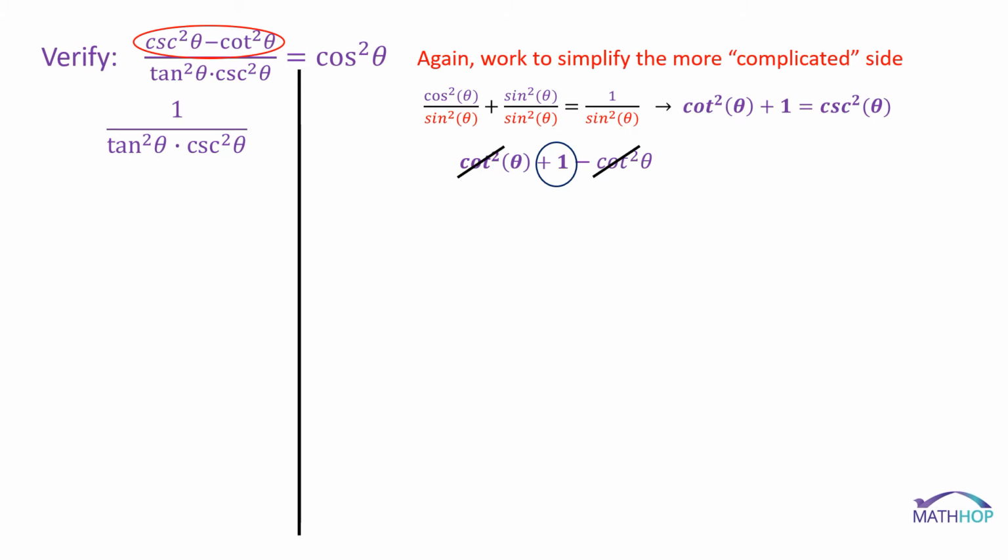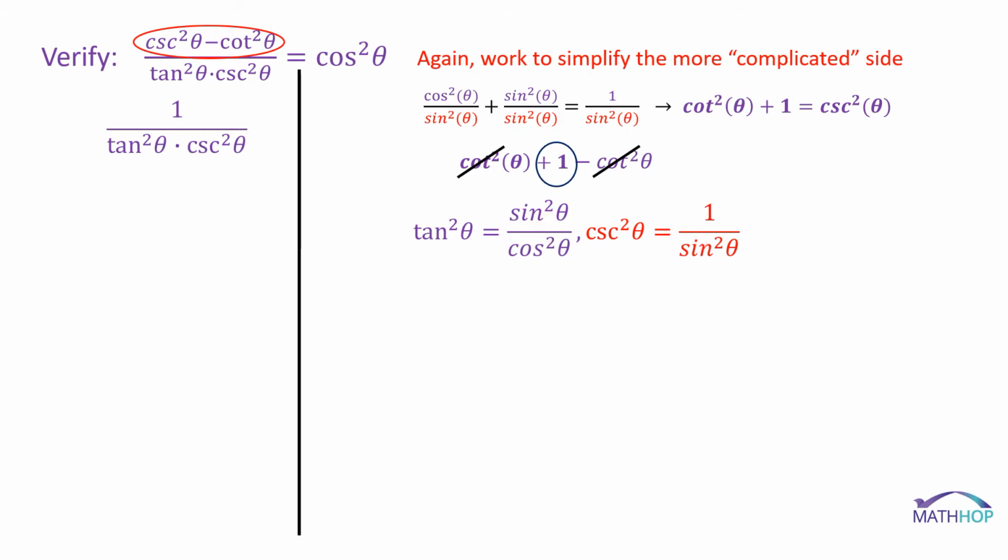I haven't even looked at the denominator yet. But I do know that I can write tangent squared in terms of sine and cosine, and I can write cosecant squared in terms of sine squared. And that's what I'm going to do. Let me remind you, tangent squared is sine squared over cosine squared. Cosecant squared is 1 over sine squared. I'm simply going to take this and replace tangent squared, and this and replace cosecant squared.